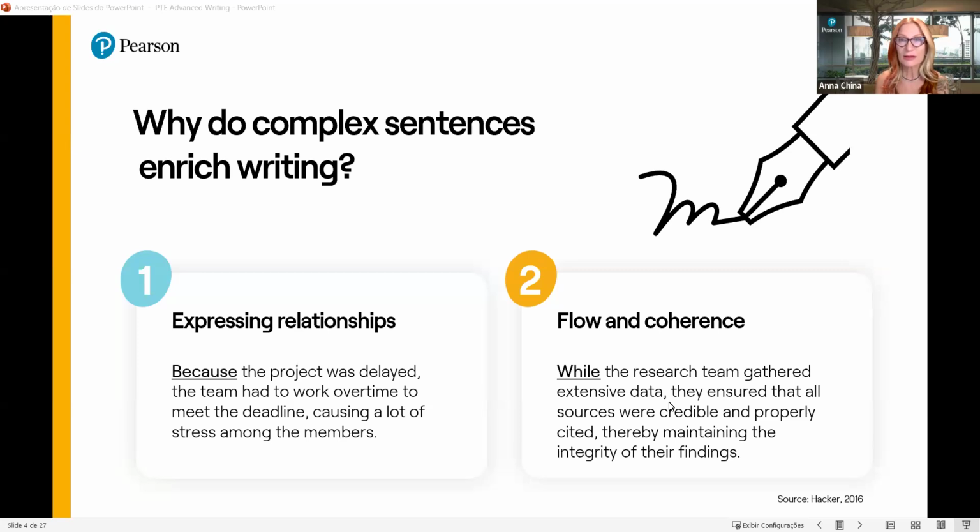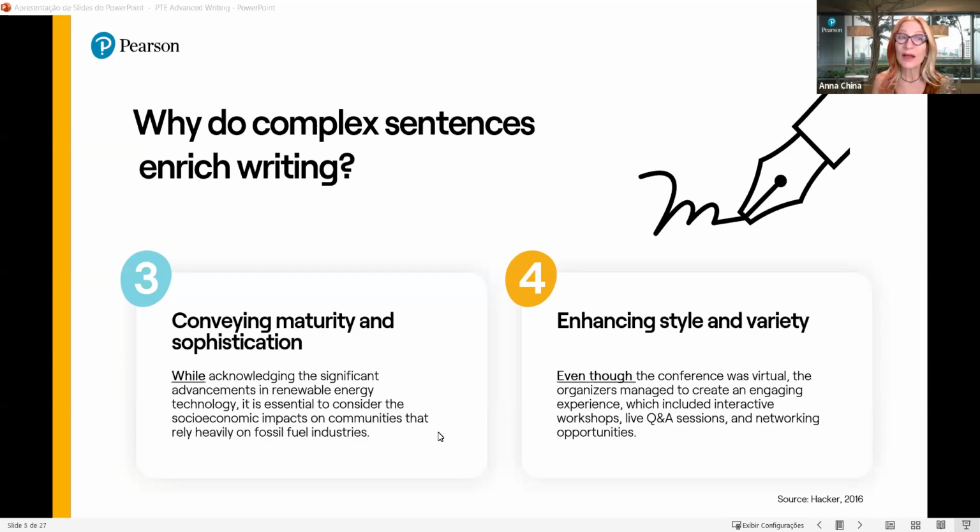This will connect, it will show coherence. So the three elements of the sentence, the research team gathered extensive data, then it's connected to the fact that this data was credible, and then it kind of like connected. So it's connect, right? So that's the function of the complex sentence. You connect content and components. Then conveying maturity and sophistication.